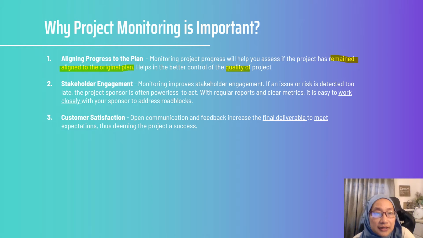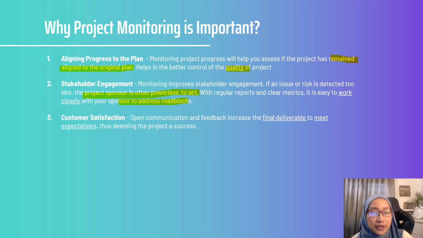And then the second point is stakeholder engagement. Monitoring improves stakeholder engagement. If an issue or risk is detected too late, the project sponsor is often powerless to act. With regular reports and clear metrics, it's easy for you to work closely with your sponsor to address roadblocks. For example, you have to ask whether project spending remains on track. Let's say you have any spending, that is, I think, the most important part, which is the project spending, the project budgeting and all.